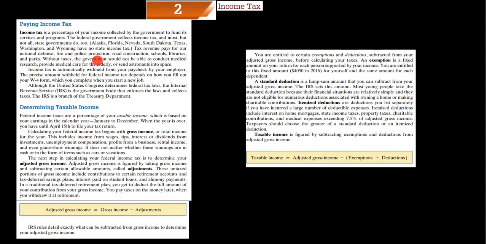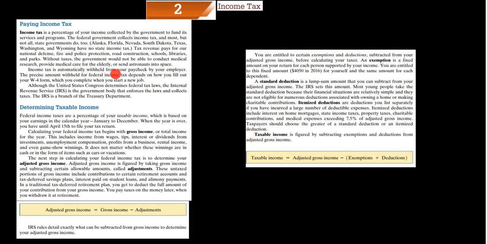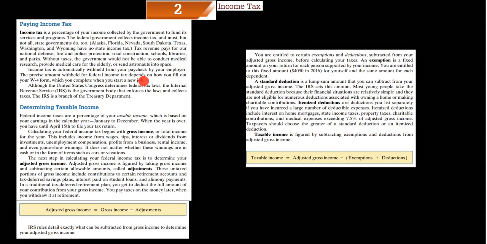Without taxes, the government would not be able to conduct medical research, provide medical care for the elderly, or send astronauts into space, or pay our politicians to do whack jobs. But anyways, income tax is automatically withheld from your paychecks by your employer. The precise amount withheld for federal income tax depends on how you fill out your W-4 forms, which you complete when you start your new job.